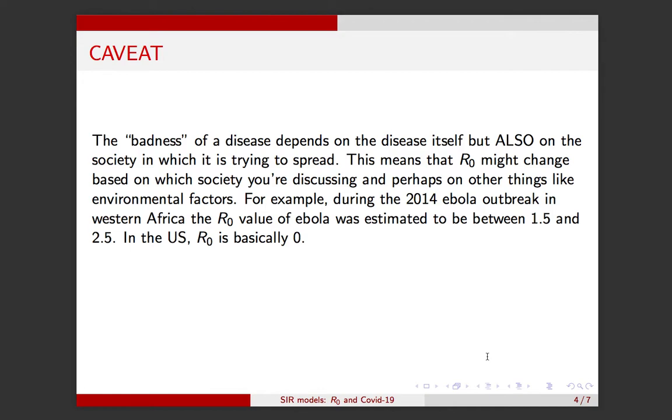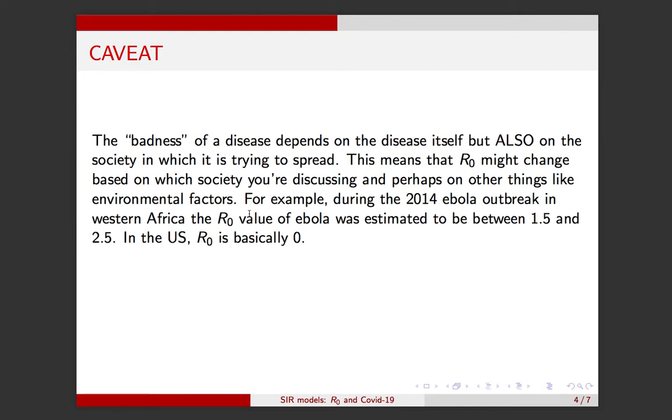If a society changes its behavior in response to an outbreak, you can lower that R0 value. Just as an example, the 2014 Ebola outbreak, the worst one on record in Western Africa, had an R0 estimated to be between 1.5 and 2.5, which is bad. So on average, each infected person produced like 2 more infected people in that outbreak. In the U.S., though, because of basically societal behavior, the R0 value for Ebola for us is 0.